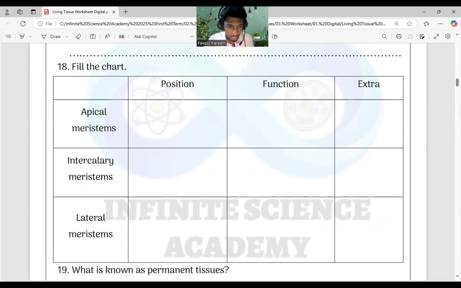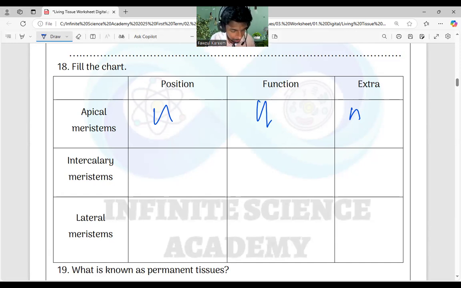So, can you fill this chart? Position, function, and if there are any extra notes, you can put them in the extra part. Draw a chart, fill it in, and put the message in the group. I will allow you to message in that group. Sir, should we write this and show them a photo? Yes. Draw very quickly and just put it in the group.